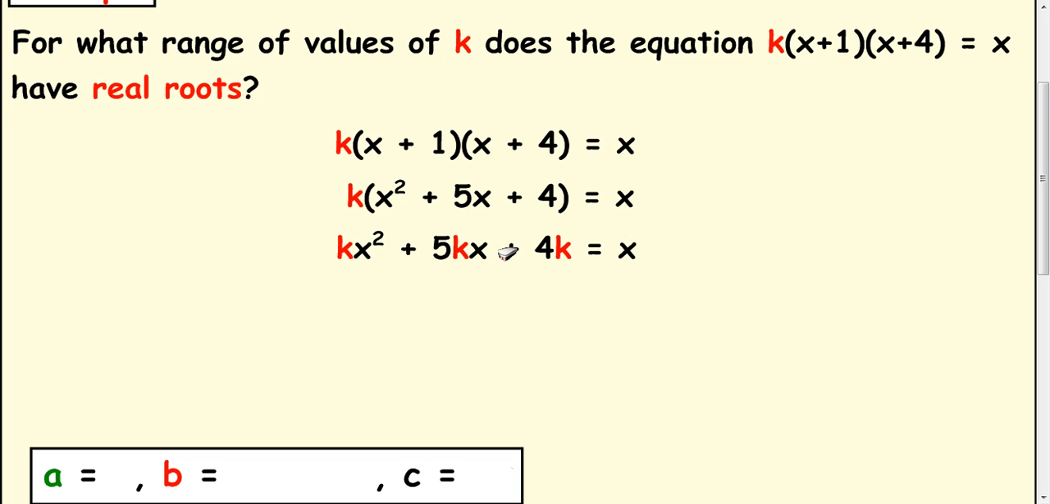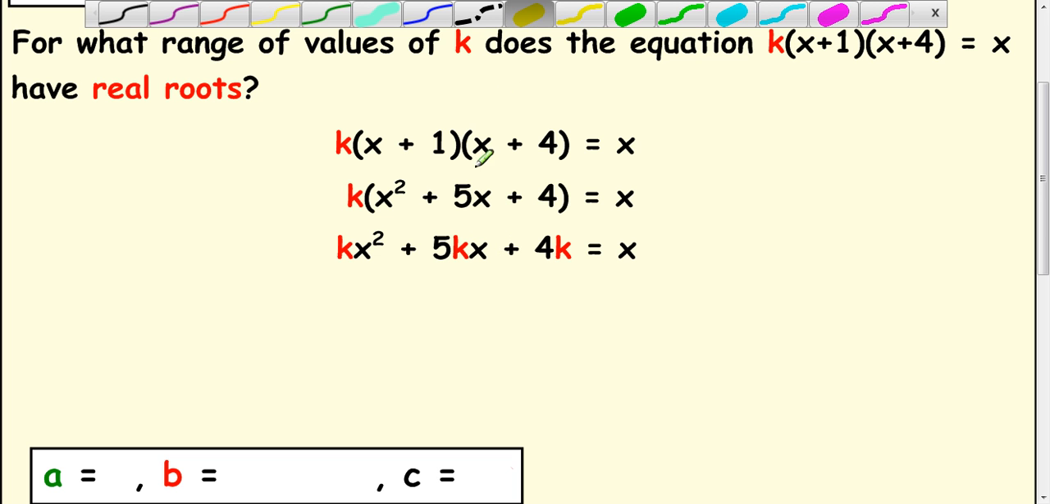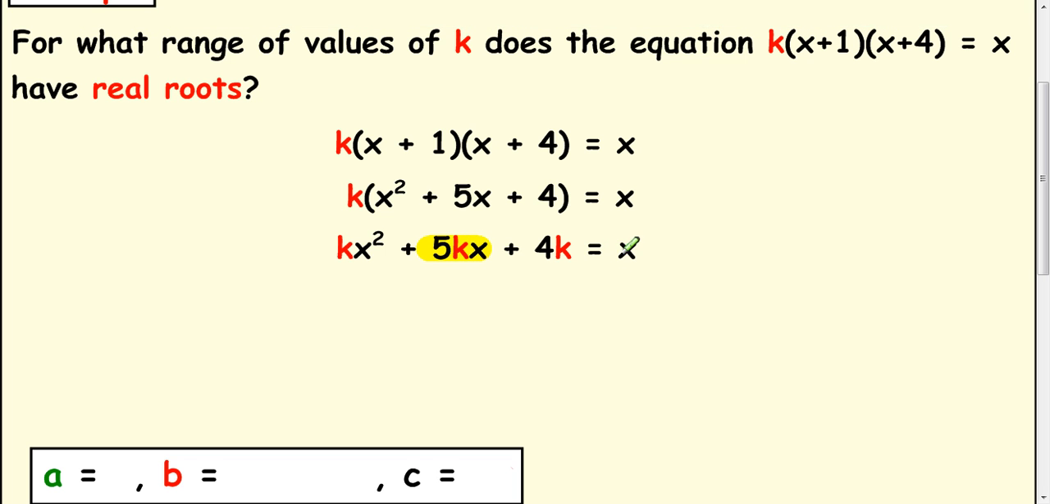Next we'll take the x over to this side, so if I subtract x but put it next to this one here, we want these to be next to each other because they're both x terms. So when we do that, you end up with this.